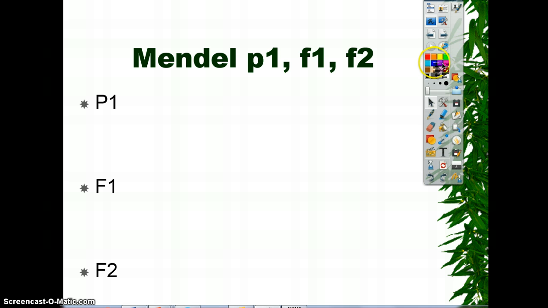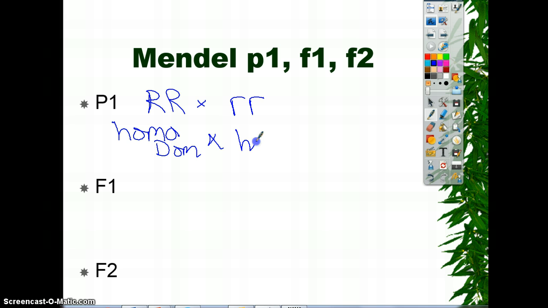I want to do just another quick review here. So we had Mendel's P1 generation. We'll do seed shape again. There's that cross. You have to show the X. So pure dominant crossed with pure recessive. This would be known as, I'm just going to abbreviate, the homozygous dominant crossed with the homozygous recessive. I'm using some of those vocabulary words.